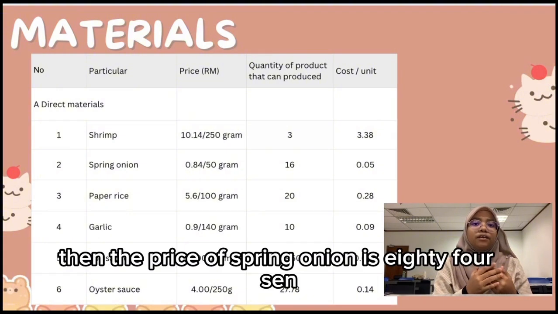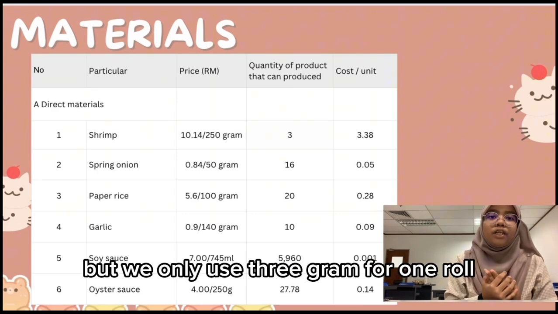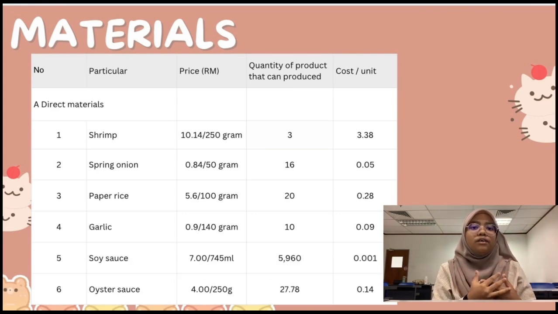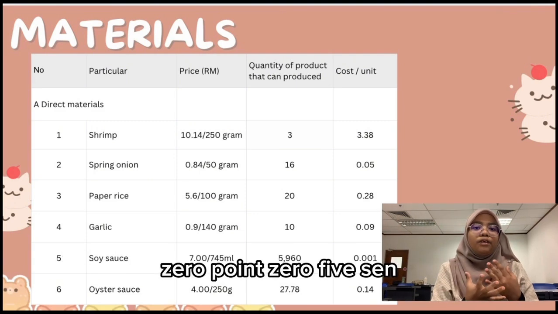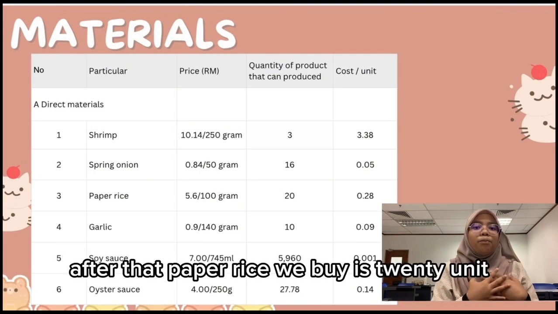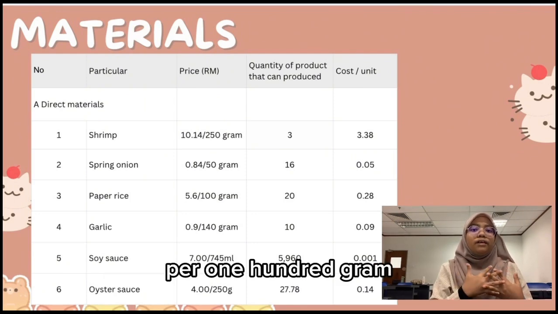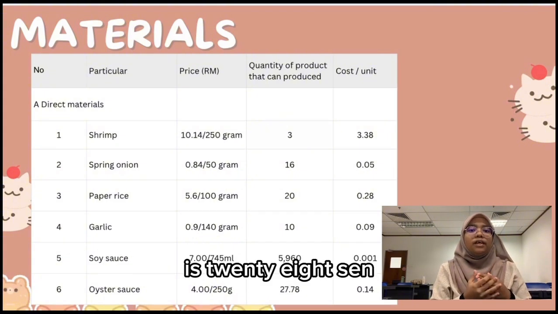Then the price of spring onion is 84 cents for 50 grams, but we only use 3 grams for 1 roll. And the sauce, so we can use 16 times for 2 of it. And the cost per unit is 0.05 cents. After that, pepper rice we buy is 20 units per 100 grams. So it can be used 20 times, and the cost per unit is 28 cents.